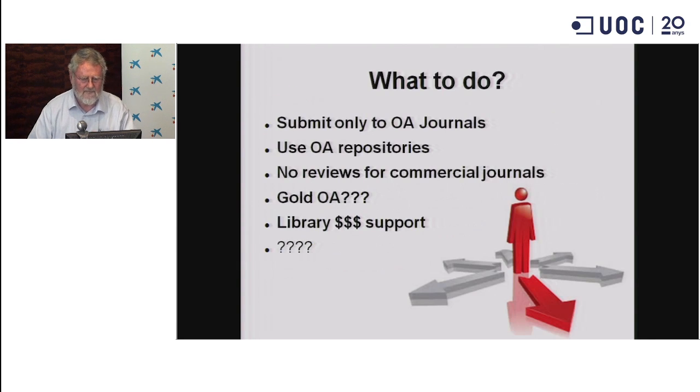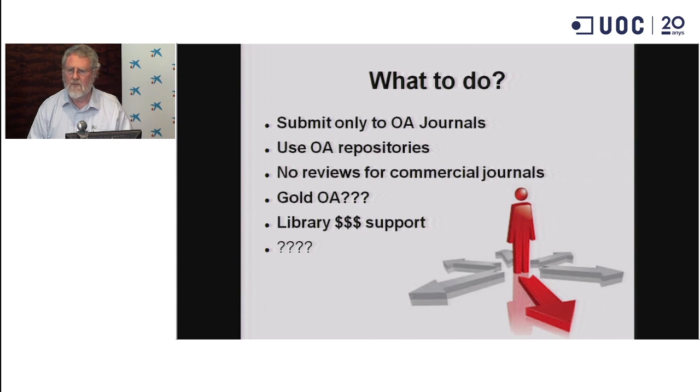So what do we do? Well, here's some things that I'm doing, and I'm encouraging other academics to do: submit only to open access journals. The more of us that do this, the greater the growth of open access. And use open access repositories, even as you publish with a commercial publisher. I can see why, especially some young researchers who are looking for tenure, go to the commercial publisher, but then put your article in a repository.